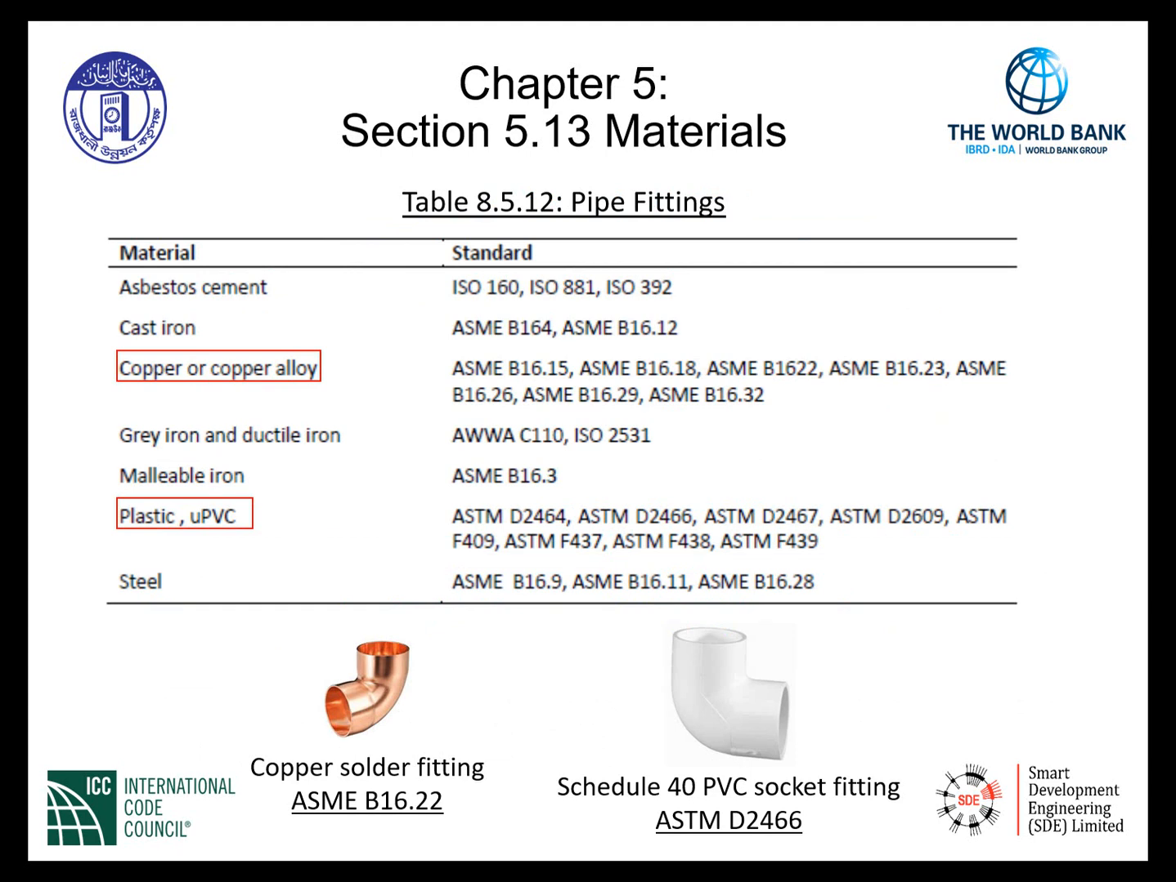We also have a table regarding pipe fittings. This is table 8.5.12. Materials are indicated on the left-hand side of the table for associated pipe fittings, and the standards are listed in the right-hand column. As an example, a copper solder fitting meets or requires the standard to be met of the standard ASME B16.22 for copper soldered fitting.